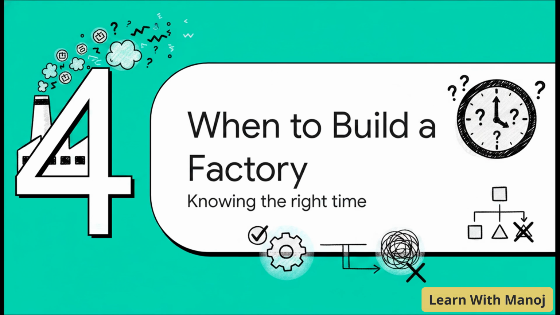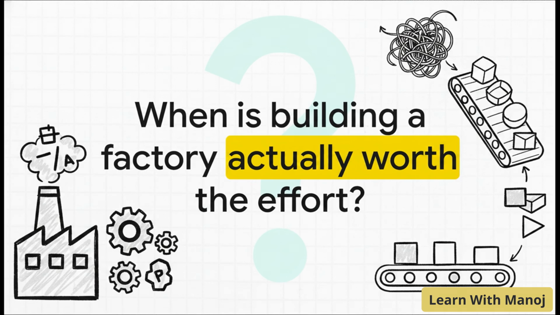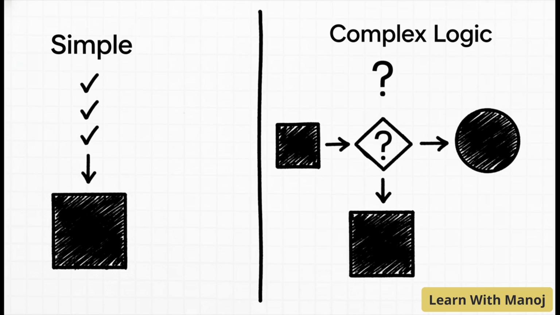All right, so this sounds pretty cool, right? But, and this is a big but, you don't need a factory for everything. So that brings us to the most important question. When should you actually build one? When is building a factory actually worth the effort? Because you can definitely over-engineer things, and we want to avoid that. Using a fancy tool when you don't need it can just make things more complicated. Here's the main rule of thumb. You should use a factory when creating an object involves more than just a few simple assignments. If there's some logic, some decision-making involved in building that object, that's your cue to think about a factory.